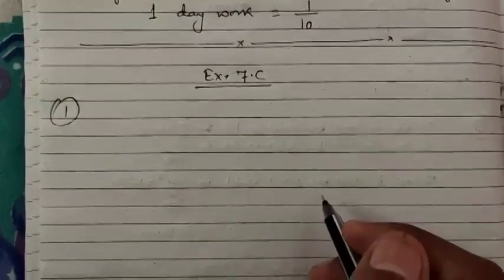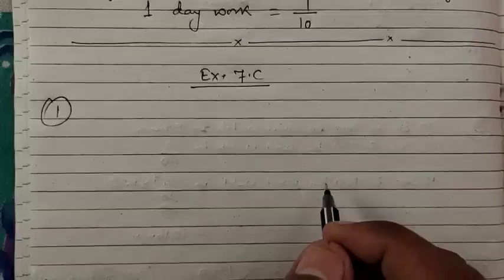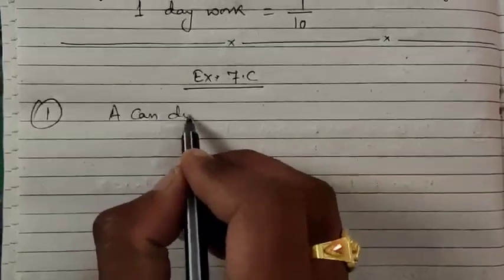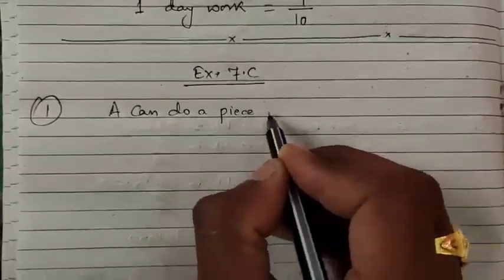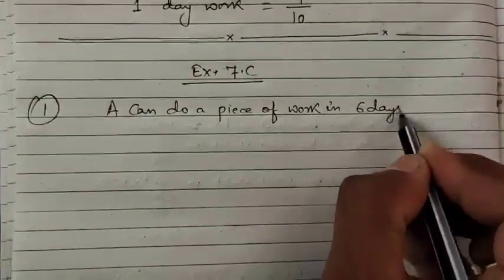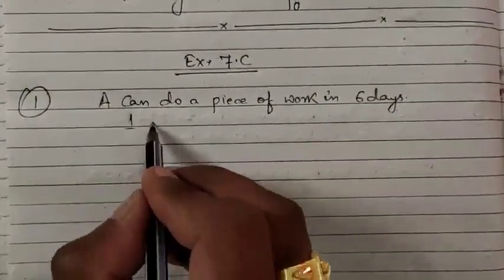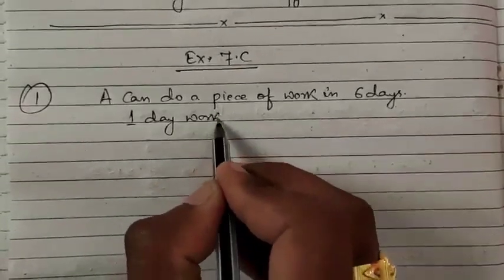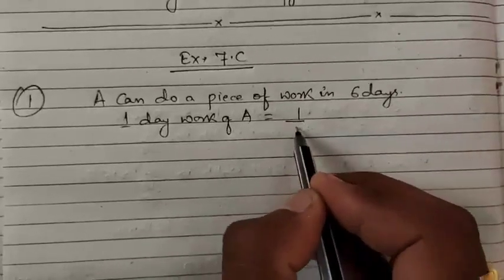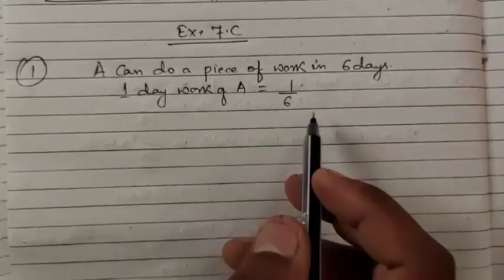Let us see the first question. First question says A. A is a name of a person. A can do a piece of work in 6 days. We have to calculate 1 day work. So we will calculate the 1 day work of A. What we have to do? We have to simply take the reciprocal, that means 1 by 6. It means in 1 day A can do 1 by 6 of the total work.